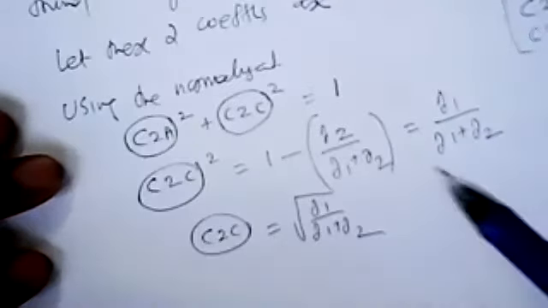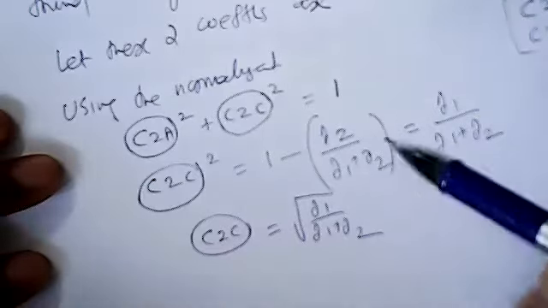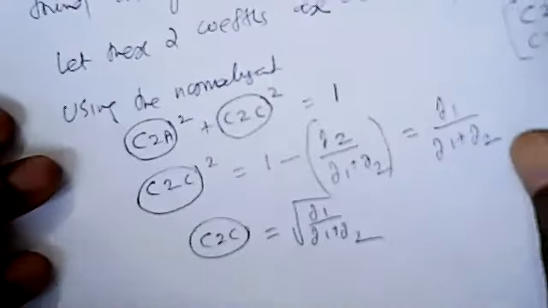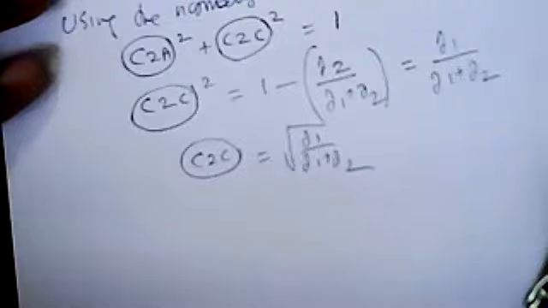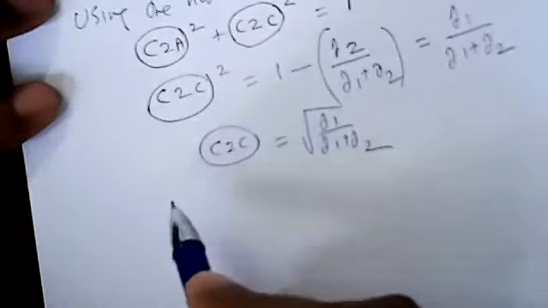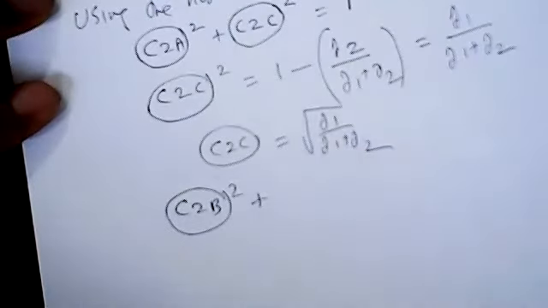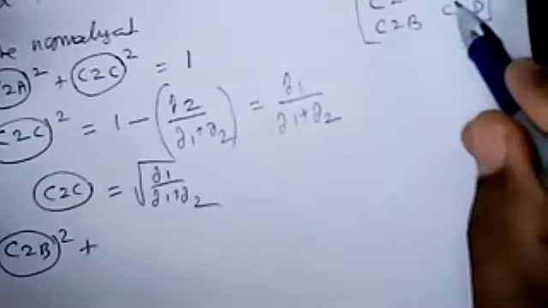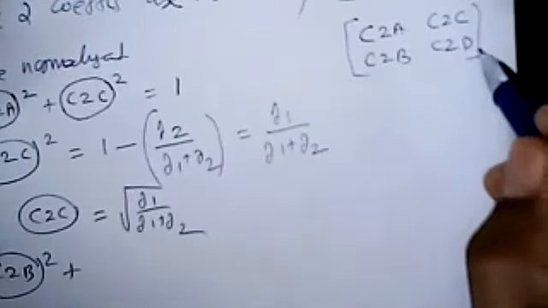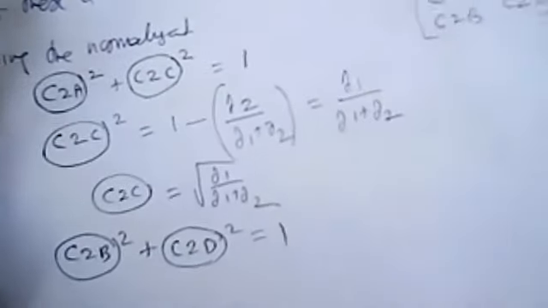Okay. So we are not directly calculating the whole Clebsch-Gordan coefficients. If you know the first two, we can calculate the next two using the orthogonality. That is the easiest way. Now, using the normalization again, you can see that C2B square plus C2D square is equal to 1.